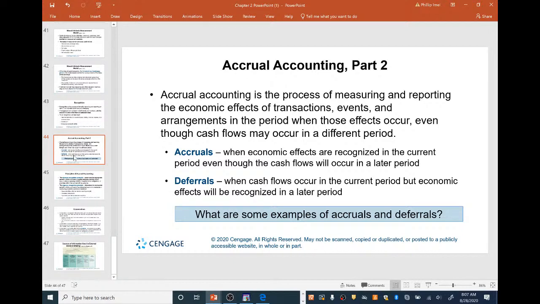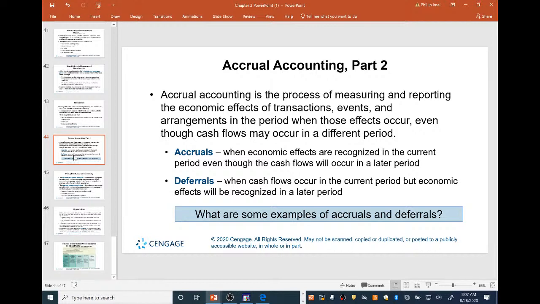So we left off with accrual accounting part 2. Once again, accrual accounting is the process of measuring and reporting the economic effects of transactions, events, and arrangements in the period in which they occur, right? Even though the cash flows may occur in a different period. So we've established that, right? We know the cash basis part of accounting. We could have a transaction, but we might not collect that money until a different reporting period. It might be the following month, or it might be the following year. So once again, that's accrual accounting. We're more concerned when the events occur, not when the cash is coming in or going out.